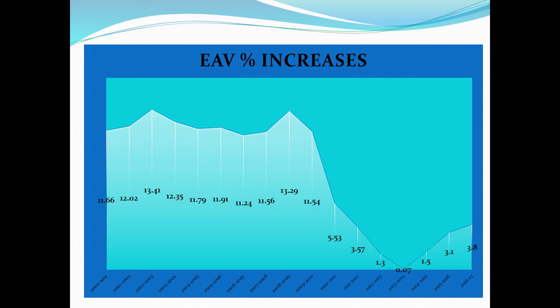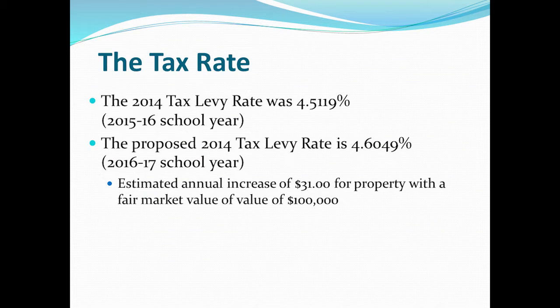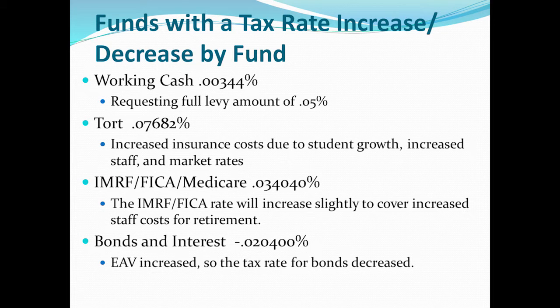And now, as you see it, the EAV is starting to balance itself out, and the tax rate is balancing itself out. So the tax rate from last year was 4.5119, and this year it will be 4.6049. And this will result in a $31 increase for a property with a fair market value of $100,000. So some of our funds had an increase that we're requesting as far as the tax rate goes, and some of them had a decrease in the tax rate.